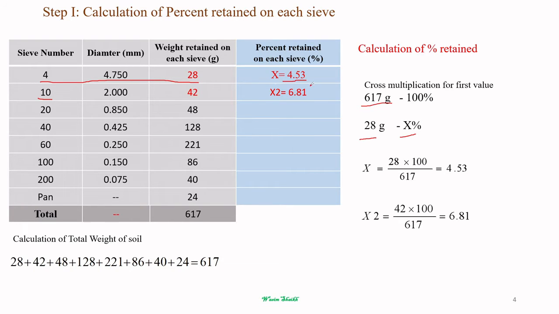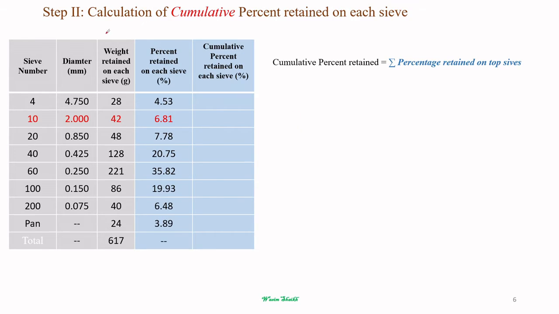Just repeat the calculation for all of these values and you will get this column something like this. Just verify all these values. I have verified them once and twice and everything seems accurate, but if there are any mistakes, please let me know. Okay, so next, step number 2, calculation of cumulative retained.